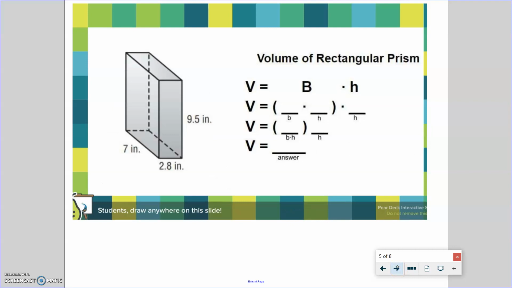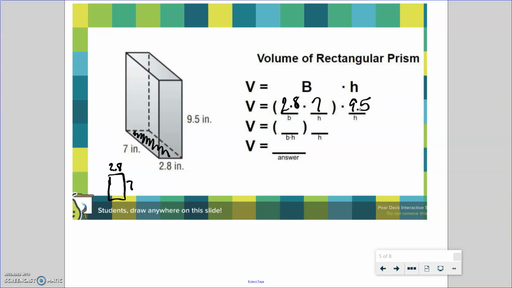Now let's take a look here. Go ahead, shade my base in again. I am going to draw my base, 2.8 and 7. So I have 2.8 times 7, and then that's going to be multiplied by 9.5. So this time, let's make sure we remember our decimals.